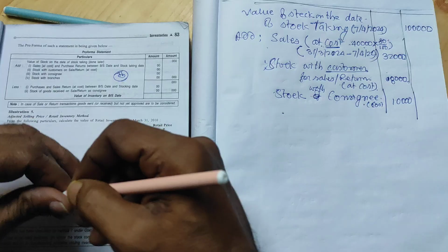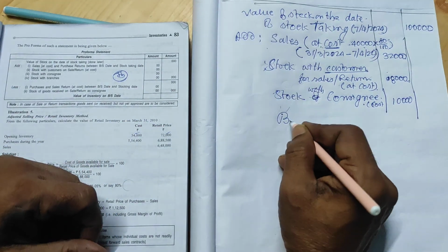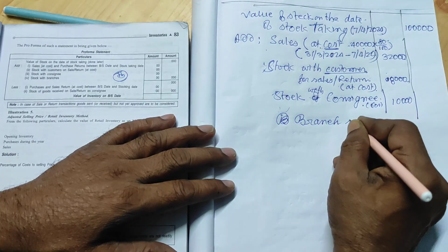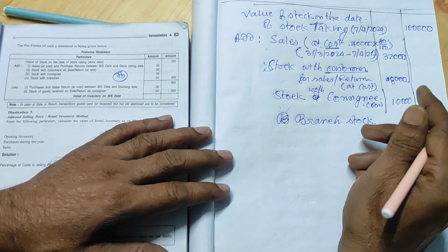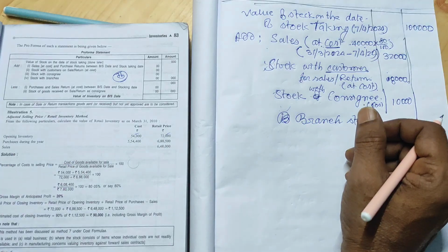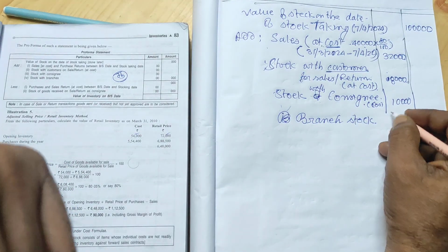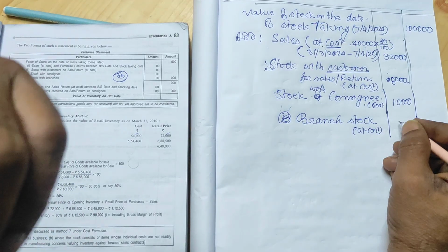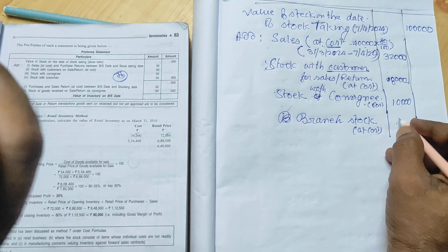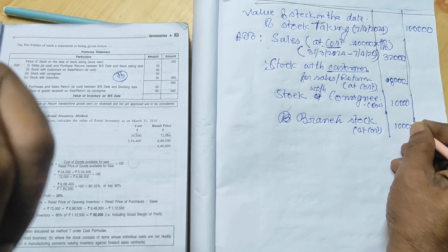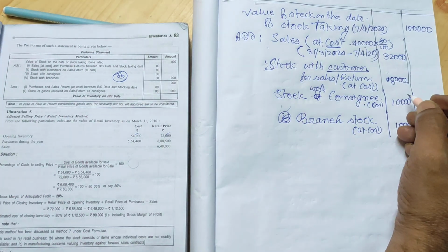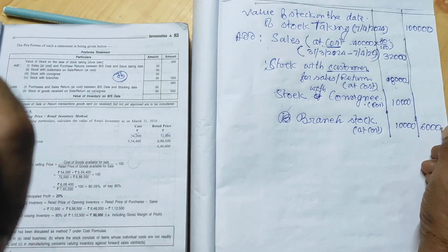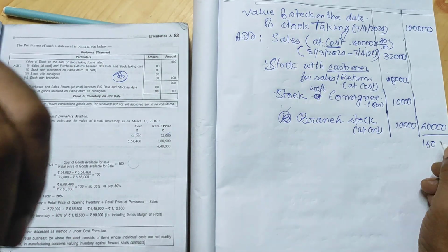You have branch business. The branch stock is also there. Some stocks are lying in your branches. Suppose you have 20 branches all over India. In the branches there are some amount of stock. It is also at cost. Suppose it is another 10,000 rupees. So the 10, 20 and 40. It is 60,000 rupees to be added. It comes to 1,60,000.